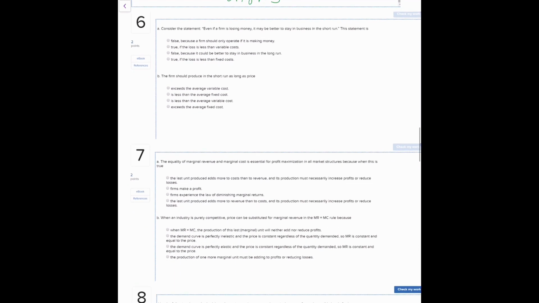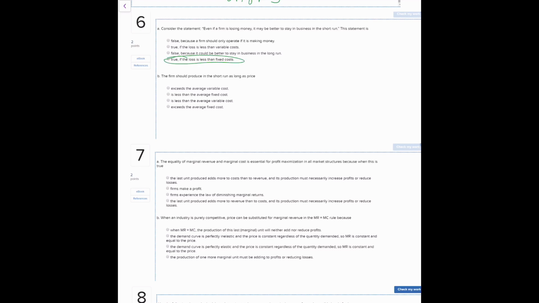Number 6, consider the statement, even if a firm is losing money, it may be better to stay in business in the short run. And what do we know about this statement? It is true if the loss is less than the fixed costs.